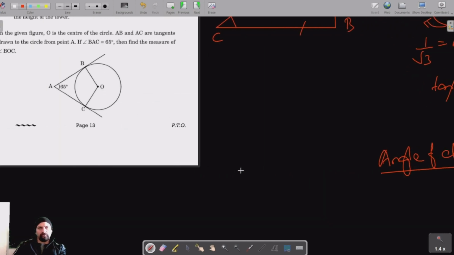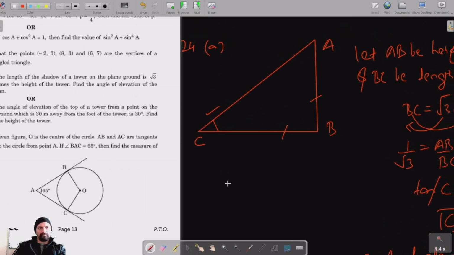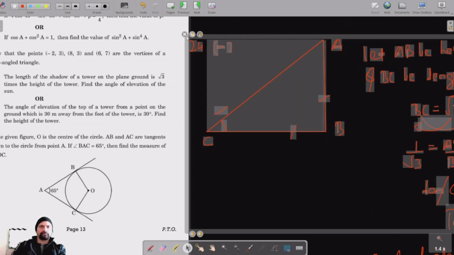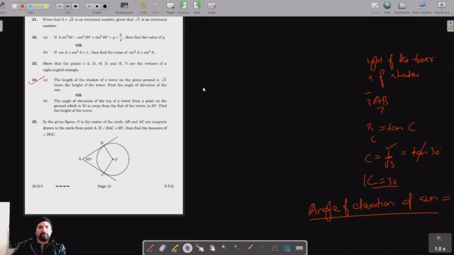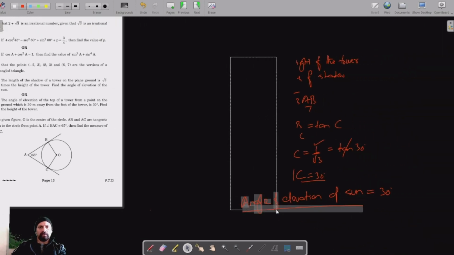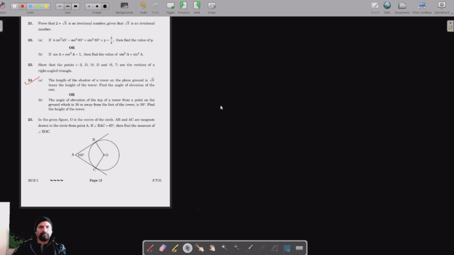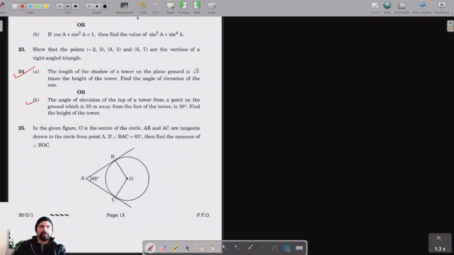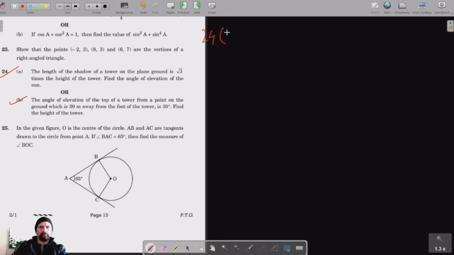Now let's move on to part B of the same question. For part B, it's given that the angle of elevation of the top of a tower from a point on the ground is 30 degrees, and we have to find the height of the tower. So part B, question number 24.